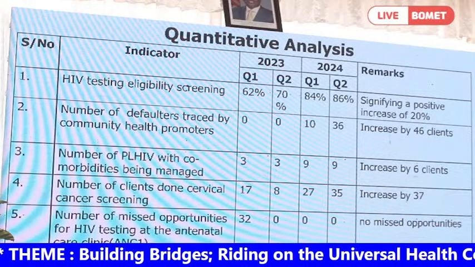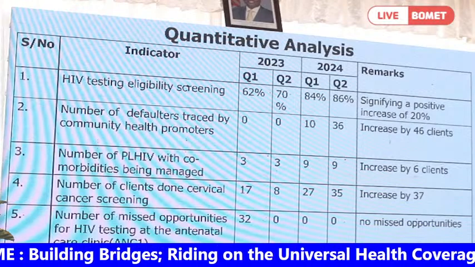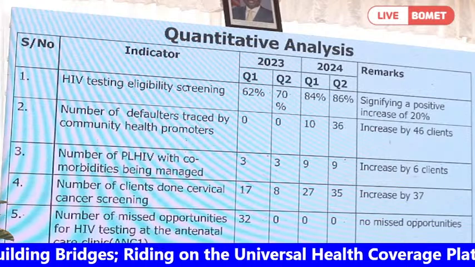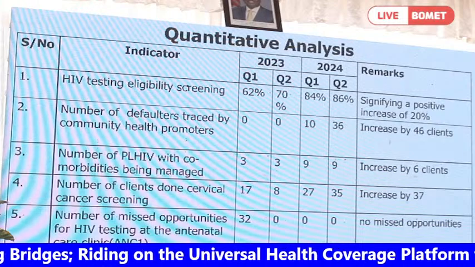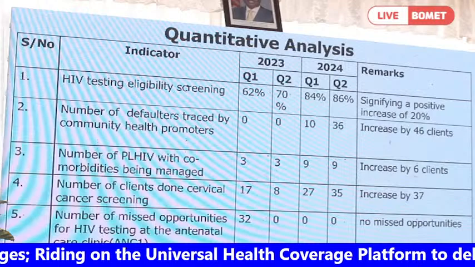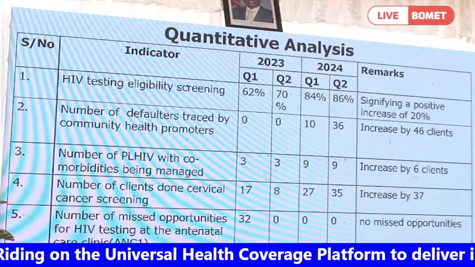And in addition, we had the number of defaulters that was traced by community health promoters. This was something that we were not doing before. And since the change of guard, we brought in the CHPs, and we can see in 2024 we had 46 defaulters that were traced by the community health promoters.